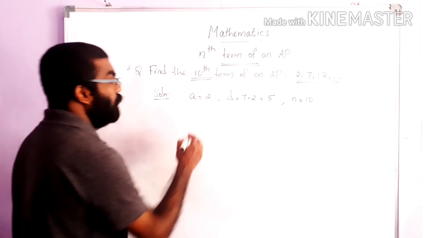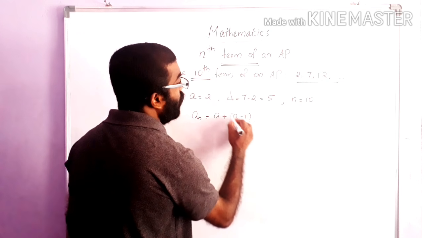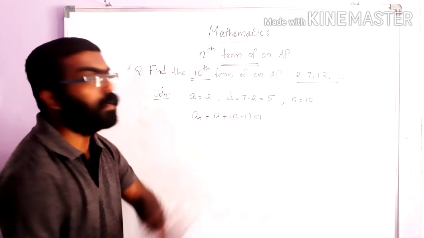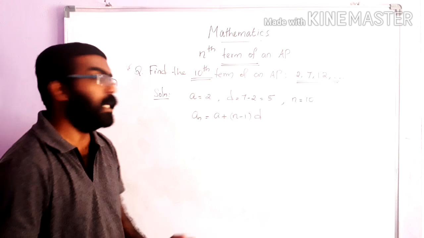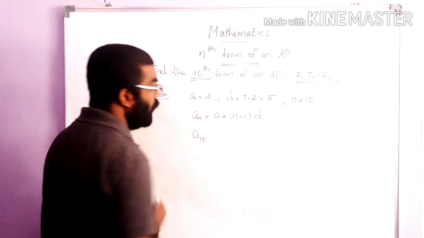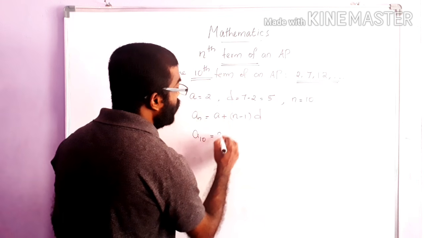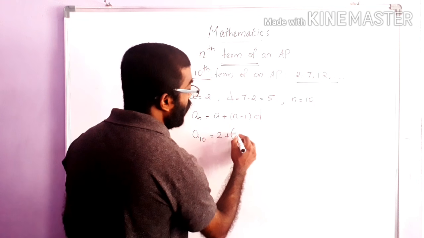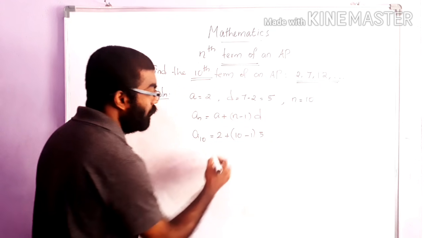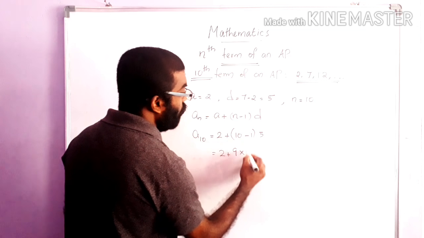Now the formula is An is equal to A plus n minus 1 into D. The nth term of an AP is given by An is equal to A plus n minus 1 into D. Now we can replace the values. Here n is 10, so A10 means the 10th term. A10 is equal to the value of A, 2, plus, here n is 10, so 10 minus 1, into D, which is 5. Which is equal to 2 plus 10 minus 1, that is 9, into 5.